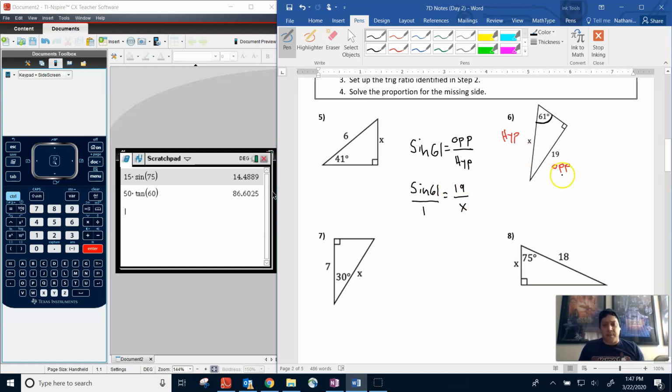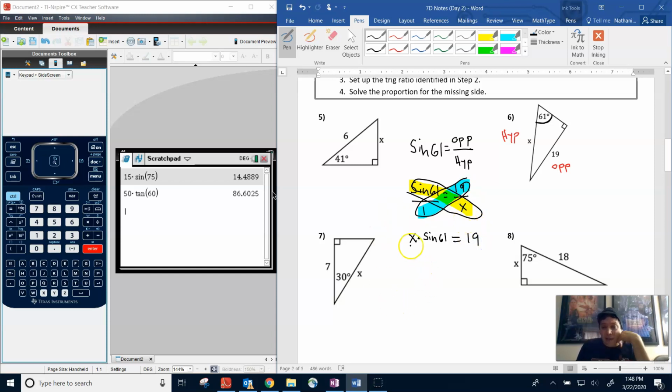Now, if you notice something, the x is on the bottom this time. What that means is that we're actually going to have to do an extra step here. Watch what happens. So let's multiply these two together. Sine of 61 times the x, just like we do 19 times 1. Once again, put that x in front, whatever's there. X times sine of 61 is equal to 19 times 1, which is just 19.